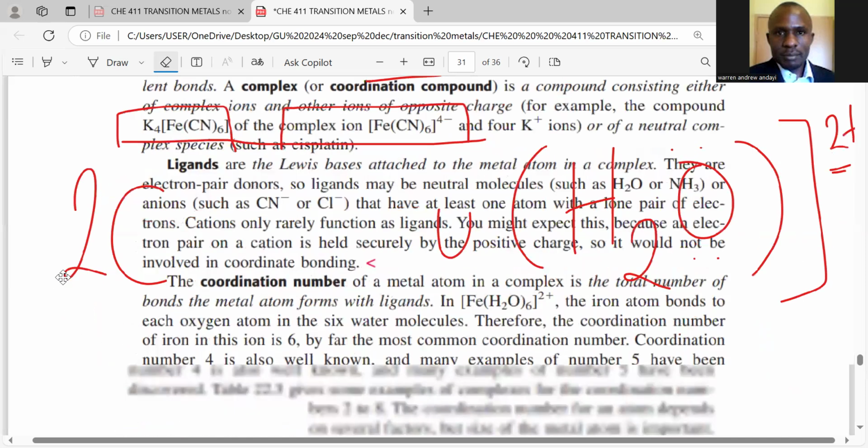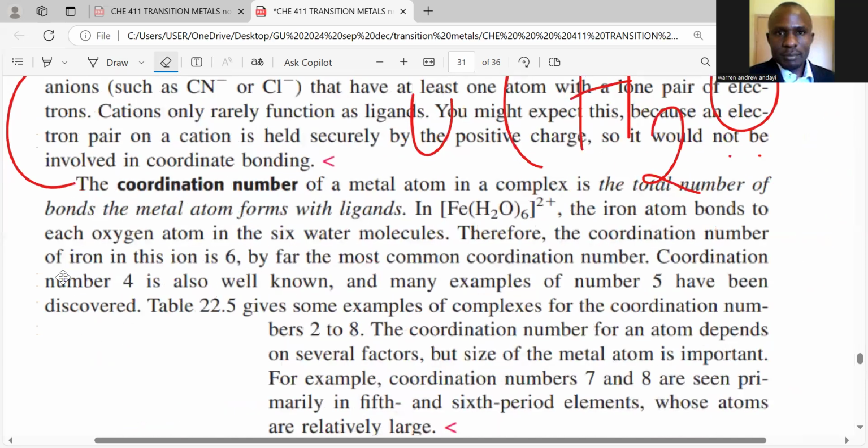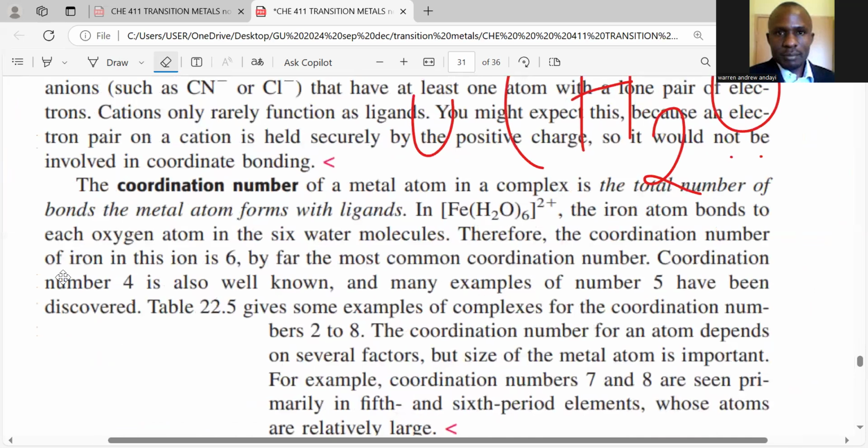Now, the next concept we need to look at is coordination number. What is coordination number? The total number of bonds the metal atom forms with ligands. So, for example, in this complex ion, this is a complex ion, not a coordination compound. In this complex ion, how many ligands are there? 6 ligands. So how many bonds have been formed? 6 coordinate bonds. So the coordination number there is 6.